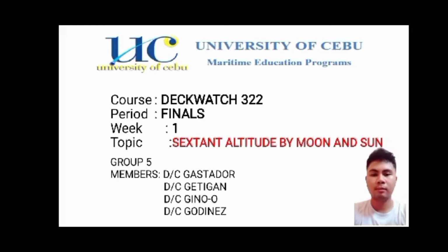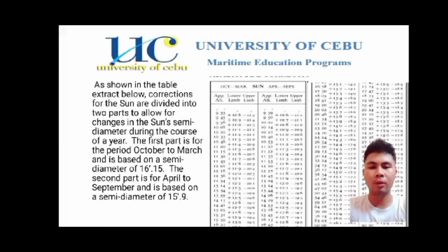Next slide. As shown in the table extract below, corrections for the sun are divided into two parts to allow for changes in the sun's semi-diameter during the course of a year. The first part is for the period of October to March and is based on a semi-diameter of 16 minutes point 15. The second part is for April to September and is based on a semi-diameter of 15 minutes point 9.